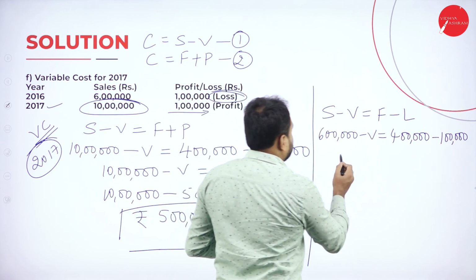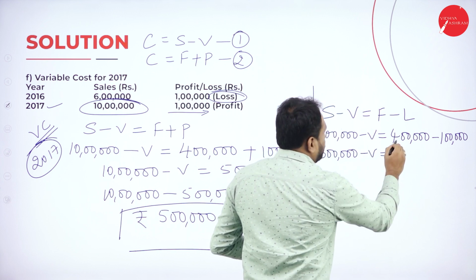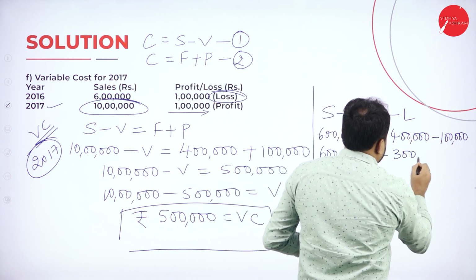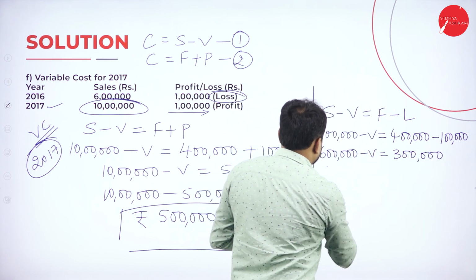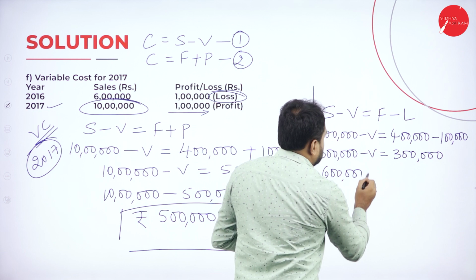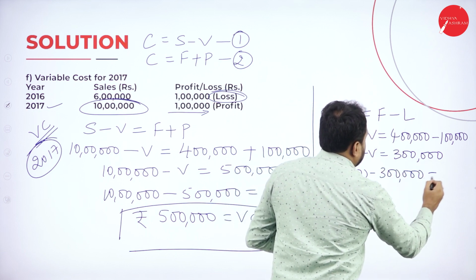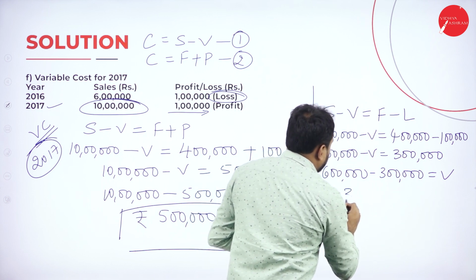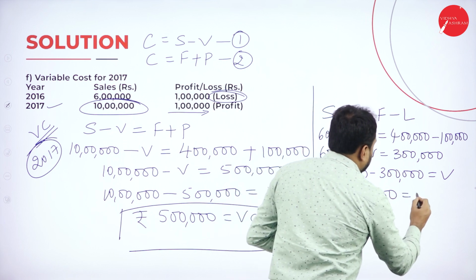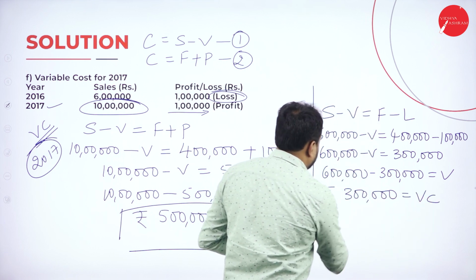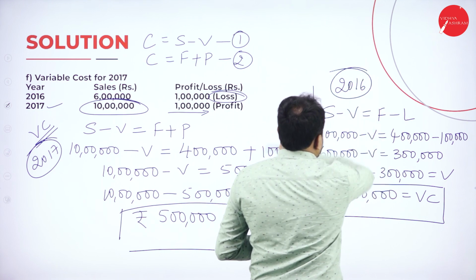So here what has happened? We'll go with 6 lakh minus V is equal to 4 lakh minus 1 lakh, which is 3 lakh. This negative V will go here. So 6 lakh, this will come here, minus 3 lakh is equal to V. So here we got 3 lakh rupees is equal to variable cost. This is for the 2016 variable cost.